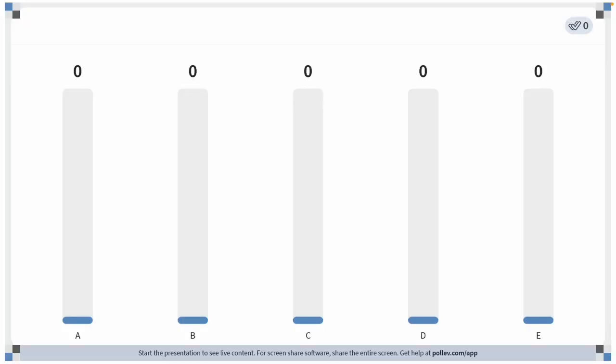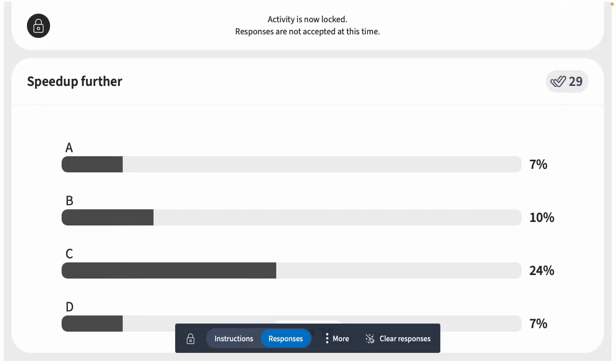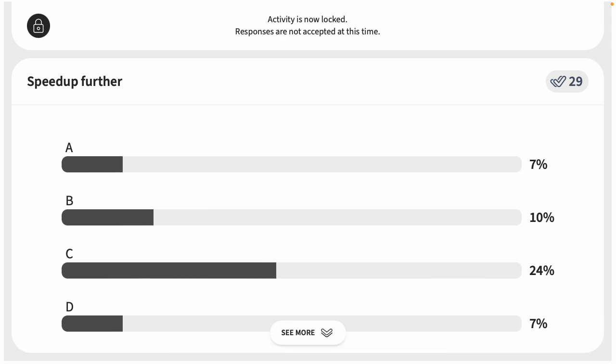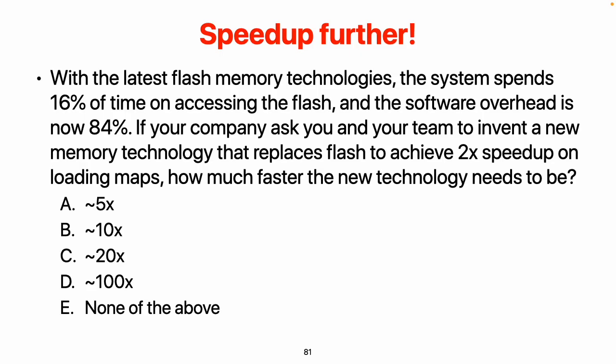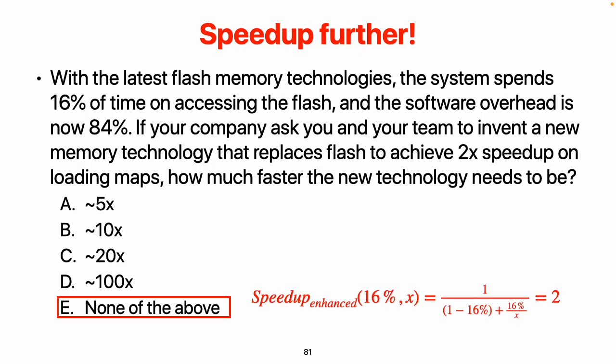All right, let's see. So 52% of you think the answer is E, none of the above. The answer is indeed E, because if you use Amdahl's law, you will figure out that if I want to achieve twice speed up, the X is actually something nonsense. So what does that mean? The answer is none of the above.